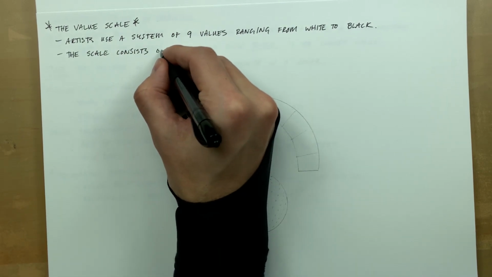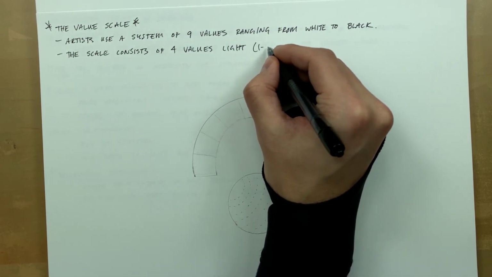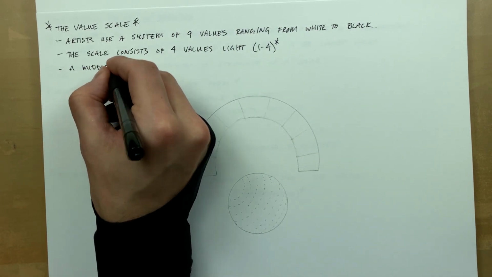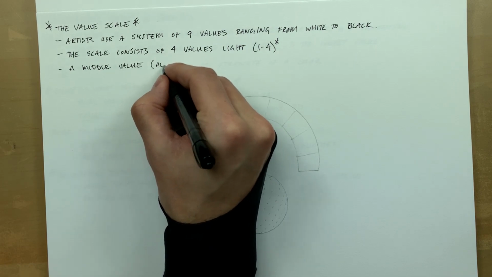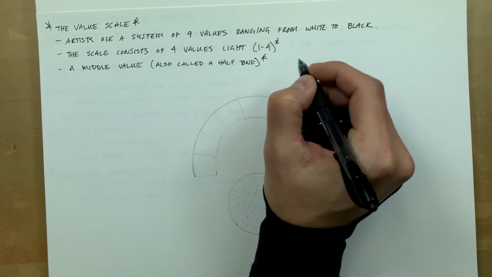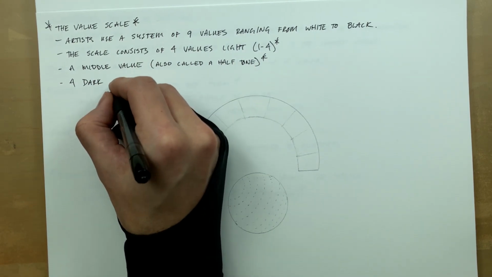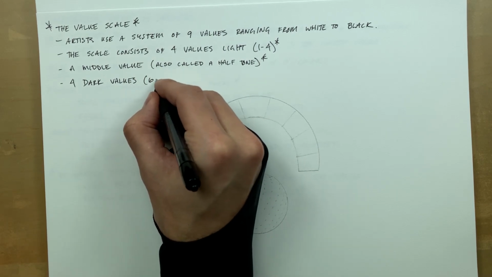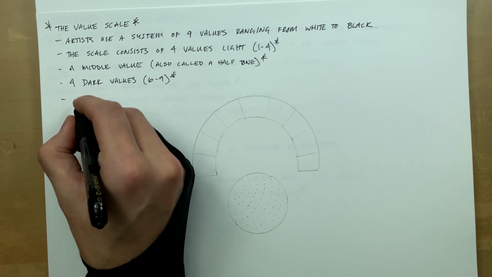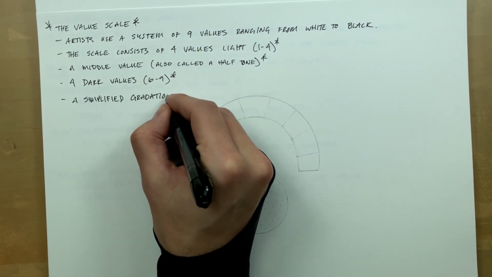Now, the scale consists of 4 light values, which will be depicted by grades 1 through 4, a middle value, which is also known as a halftone, and then 4 darker values, which will be depicted as tones 6 through 9. Essentially, I want you to think of this as a simplified gradation.